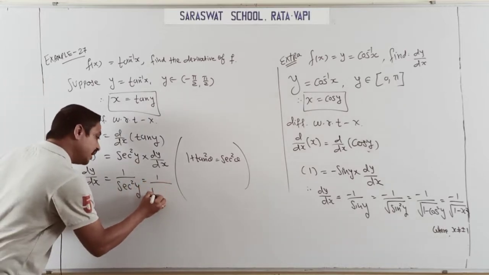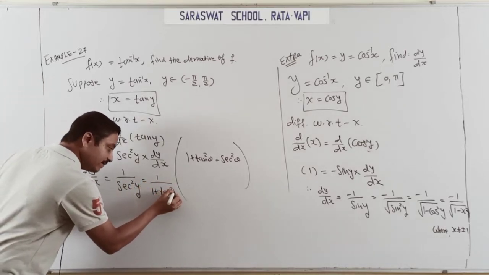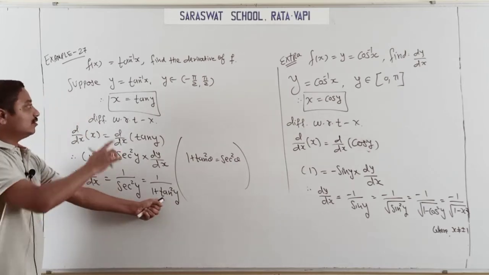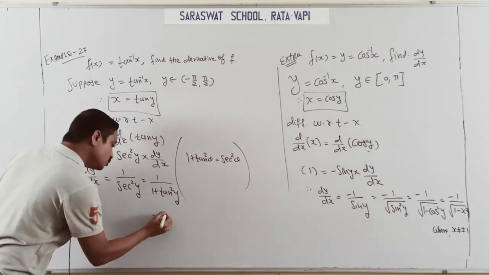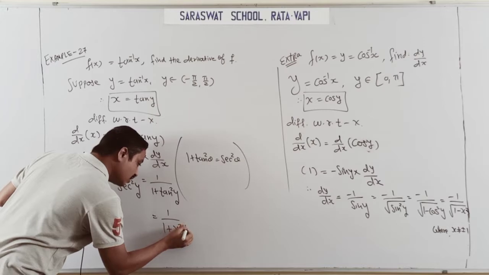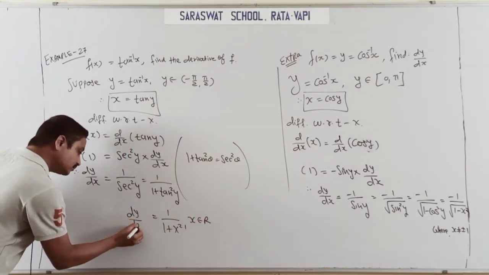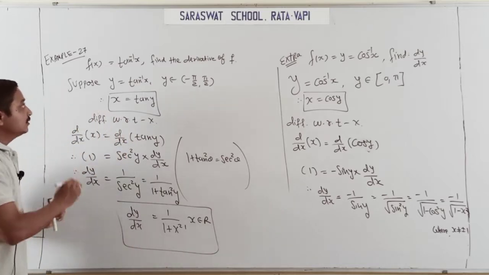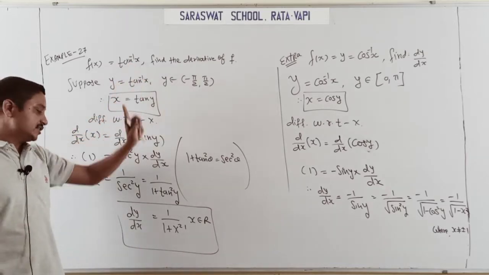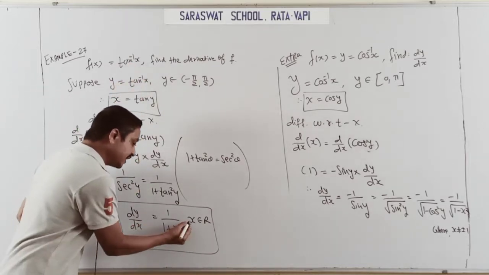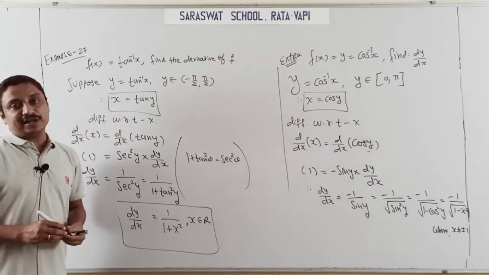So 1 by 1 plus tan square y, and this tan y is already known. So I just put it as 1 plus x square, for every x belongs to R. This answer is done. The derivative of the tan inverse x function, students, 1 by 1 plus x square, is your final value.